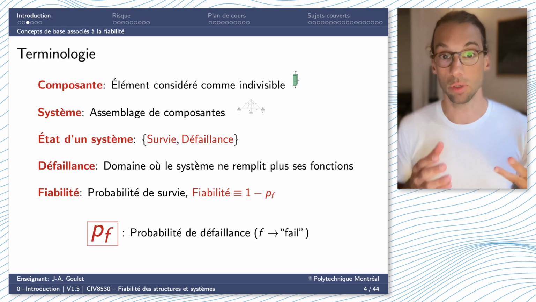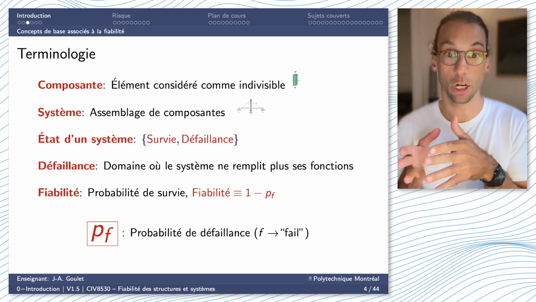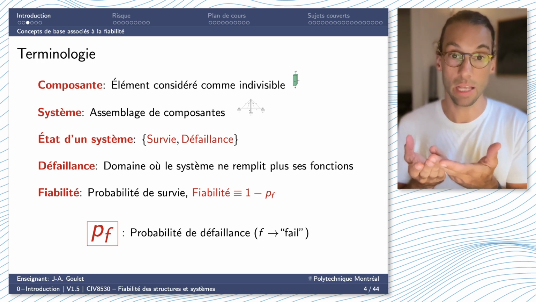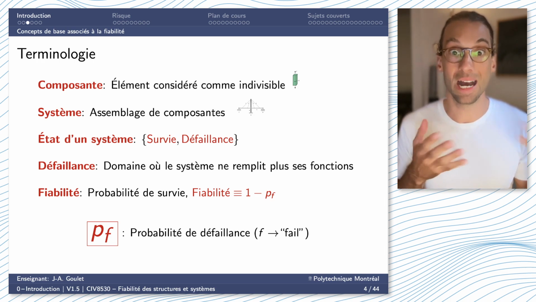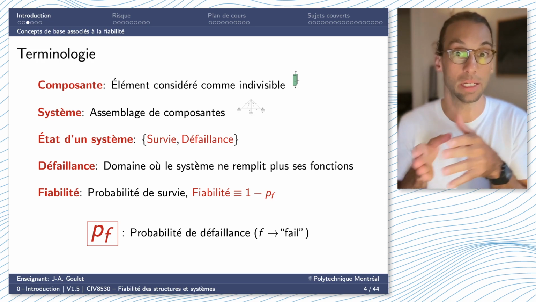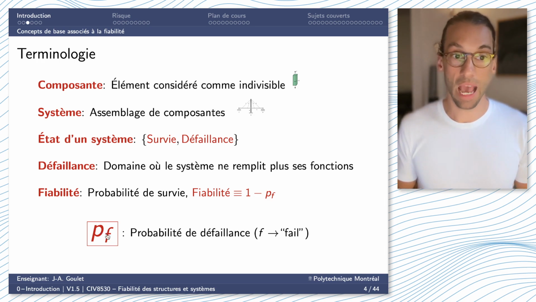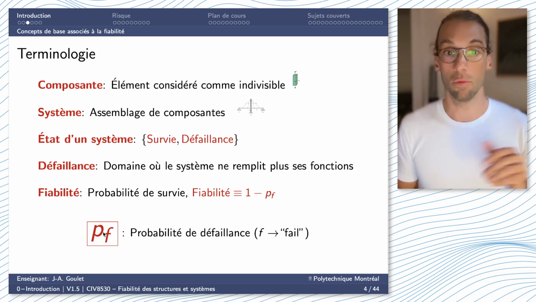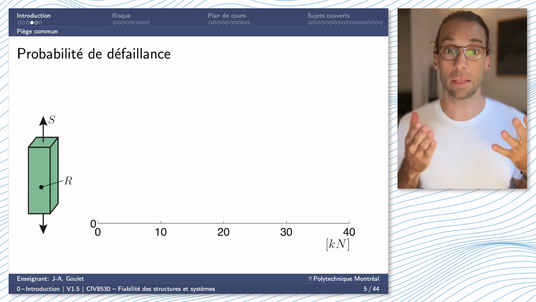So why do we compute probability of failure rather than probability of survival? Typically, probabilities of failure are going to be small and easy to express, whereas probability of survival is going to be 99.999. So it's harder to handle than 10 to the minus 6 or 10 to the minus 5 or something like this. So whenever you're going to see PF, it's going to refer to the probability of failure, F for failure. So let's look at that probability of failure.